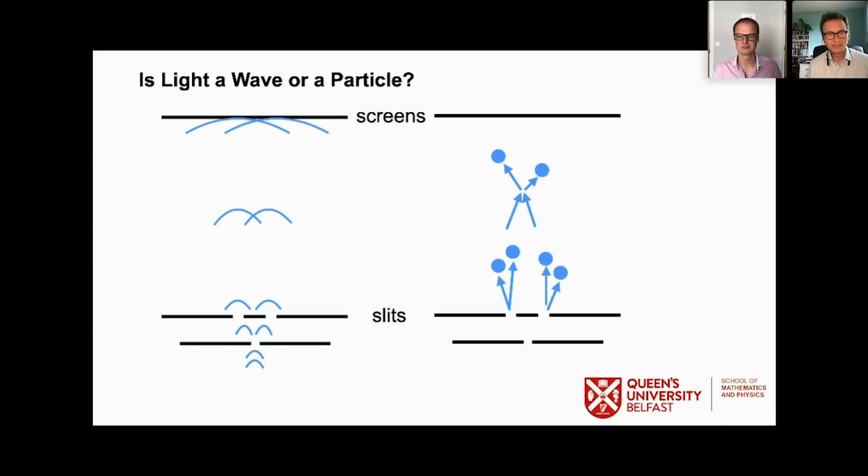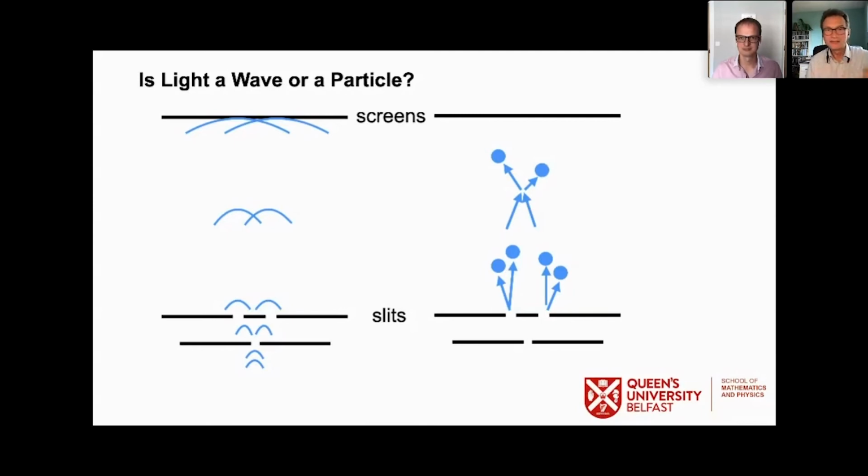Well, now we can test that because we now have things like lasers and so on, and we can tune our experiment so that at any one time, if light is a particle, we're only sending one particle of light through that experiment at any one time. And if that's right, we should end up with just a couple of blobs of light on that screen because the particles are going through one at a time.